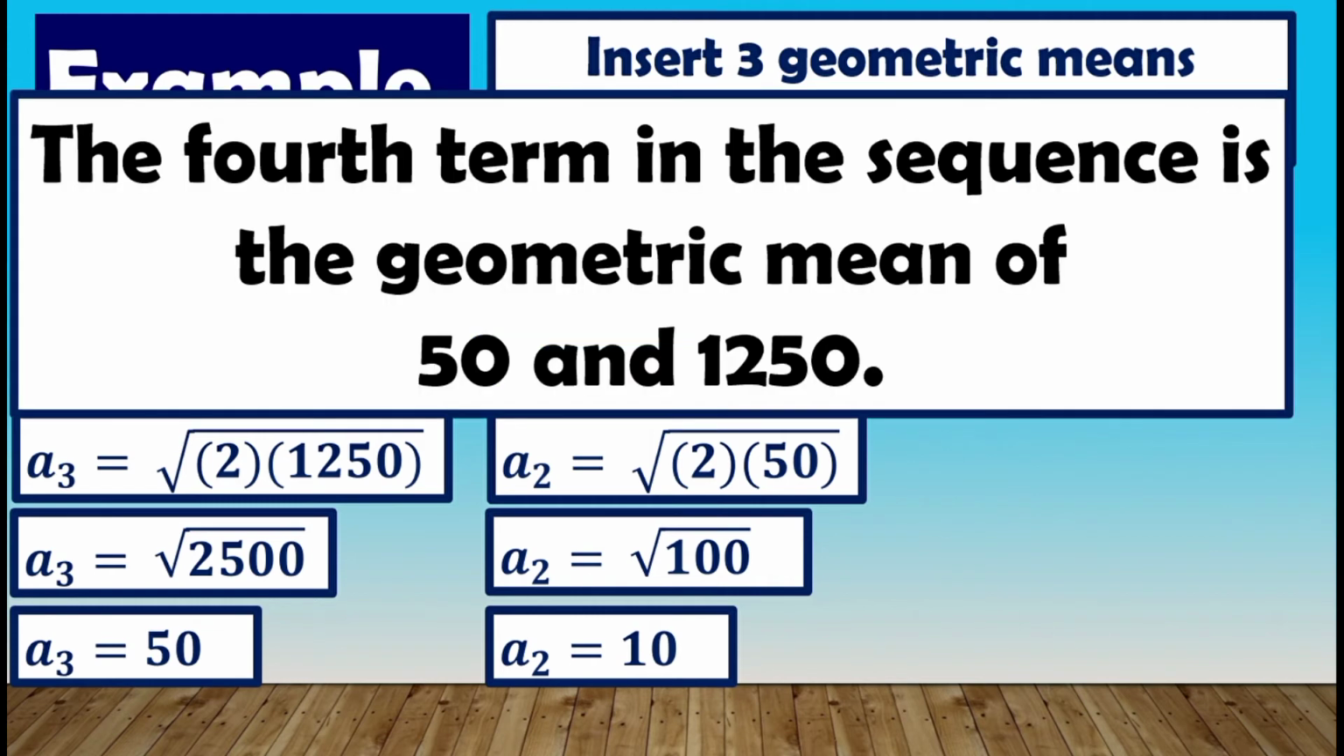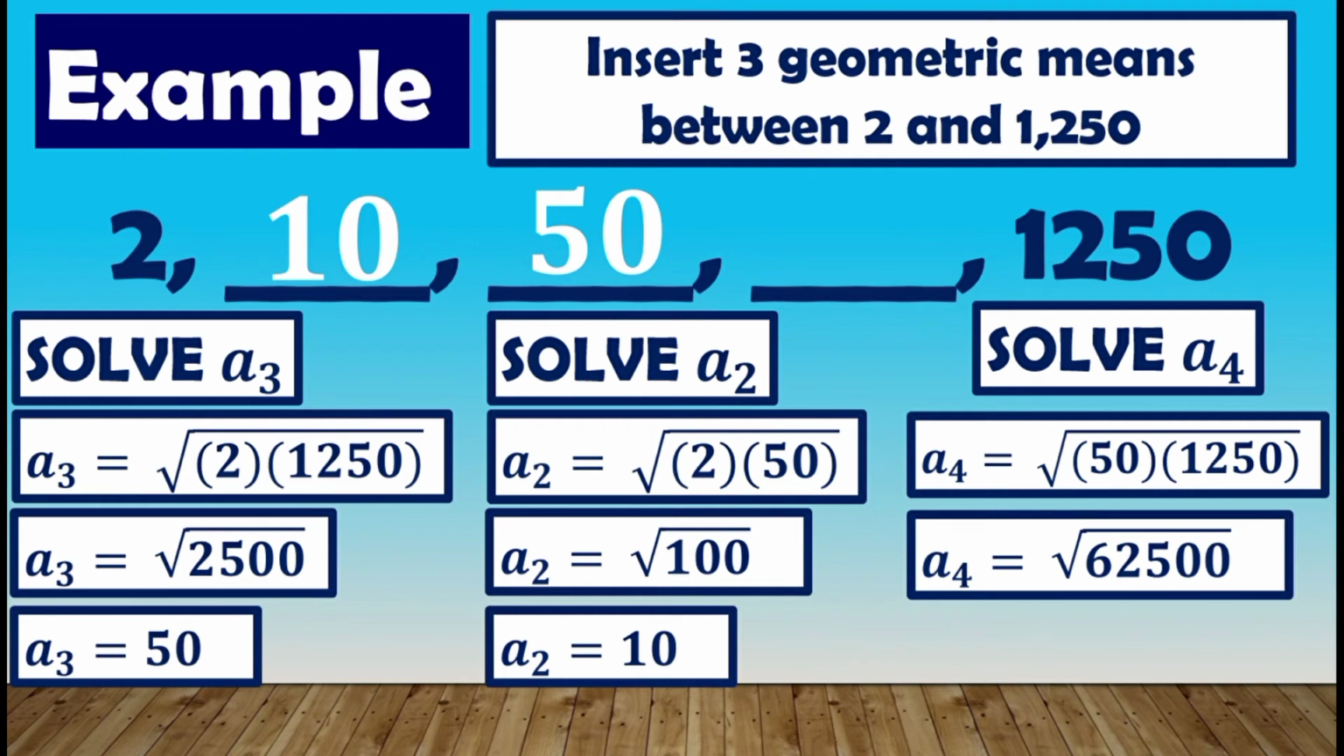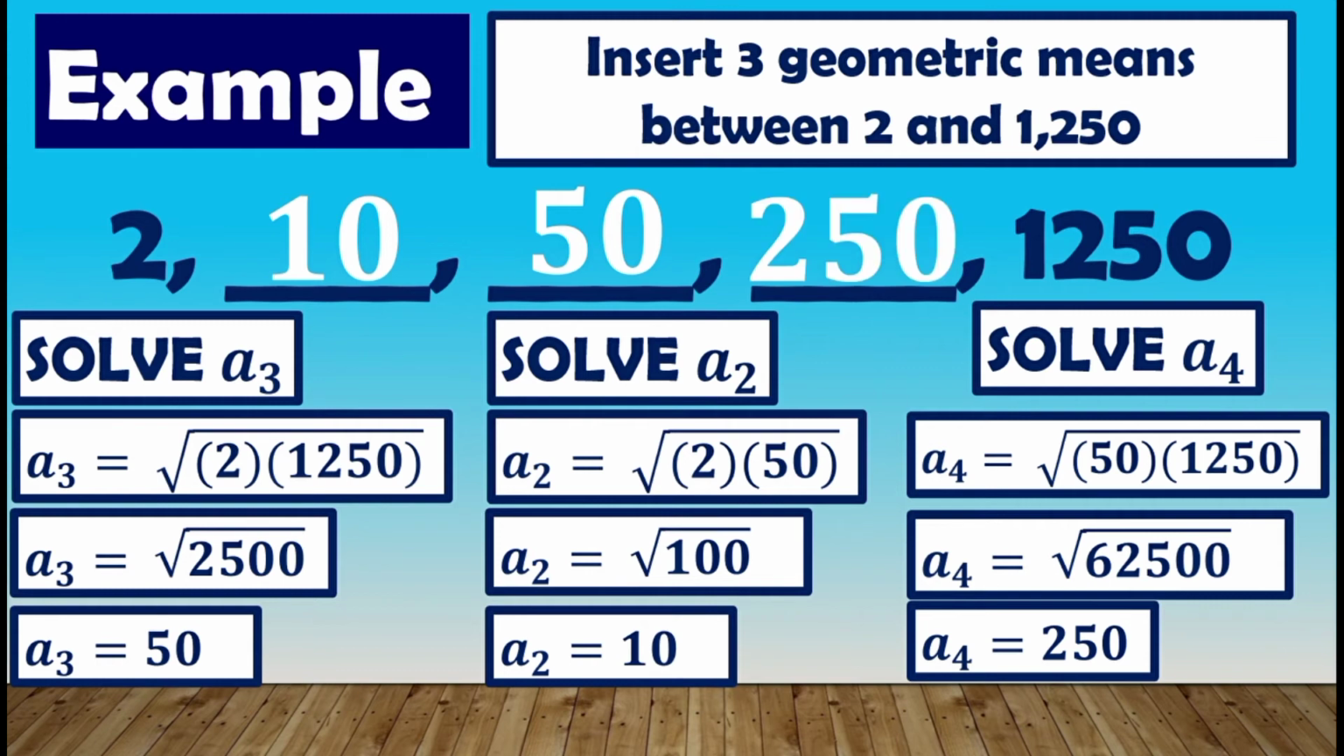Let us also put into mind that the fourth term in the sequence is the geometric mean of 50 and 1,250. To solve for the fourth term, that is equal to the square root of the product of 50 and 1,250. This means 50 times 1,250, that is 62,500. Therefore, the fourth term in this geometric sequence is equal to the square root of 62,500, which is 250. So to complete our sequence, we will have 2, 10, 50, 250, and 1,250. And the geometric means between 2 and 1,250 would be 10, 50, and 250.